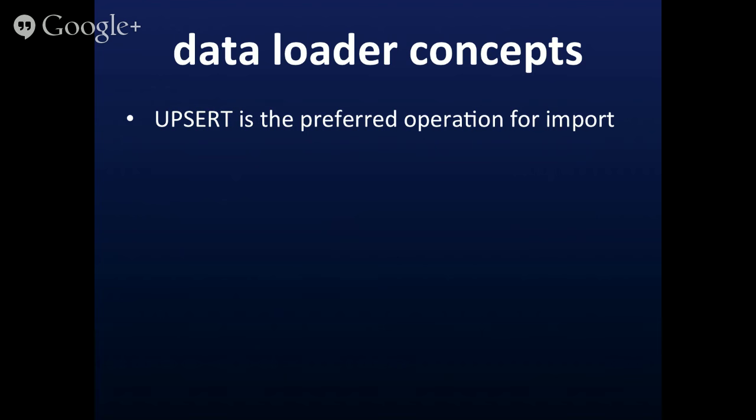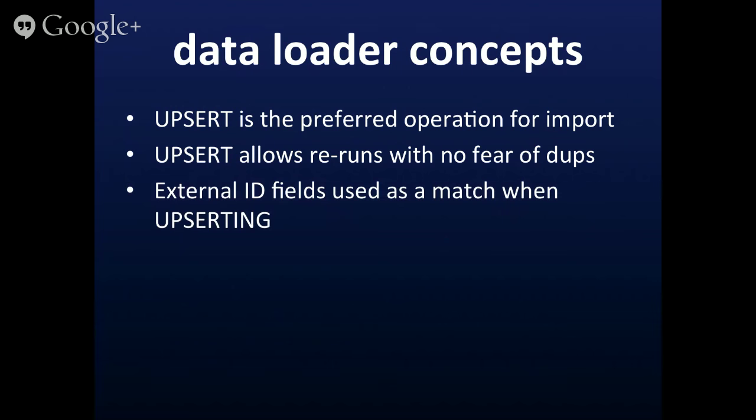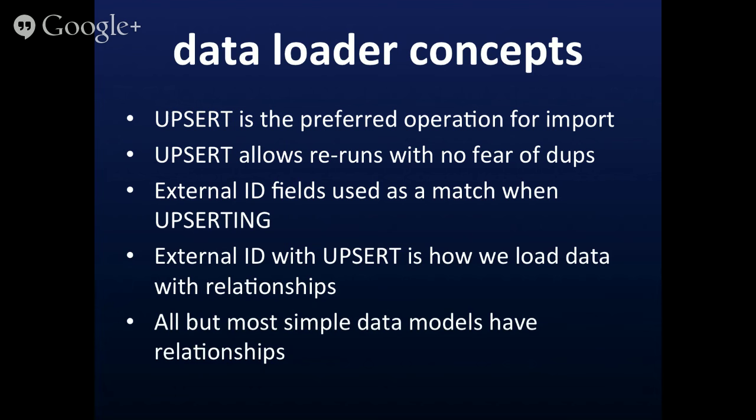We're going to talk a lot about upserts tonight. Upsert is the preferred operation for doing your imports because it allows you to do multiple runs without any fear of duplicates. We'll talk about this in a lot more detail, but we use external ID fields to match records when we're upserting. It's also the mechanism by which we tie all the record relationships together. Even the most simple data models have relationships, so you're going to have to deal with them at some point, unless you're creating single objects with no relationships, and that's just not a realistic use case in most places.